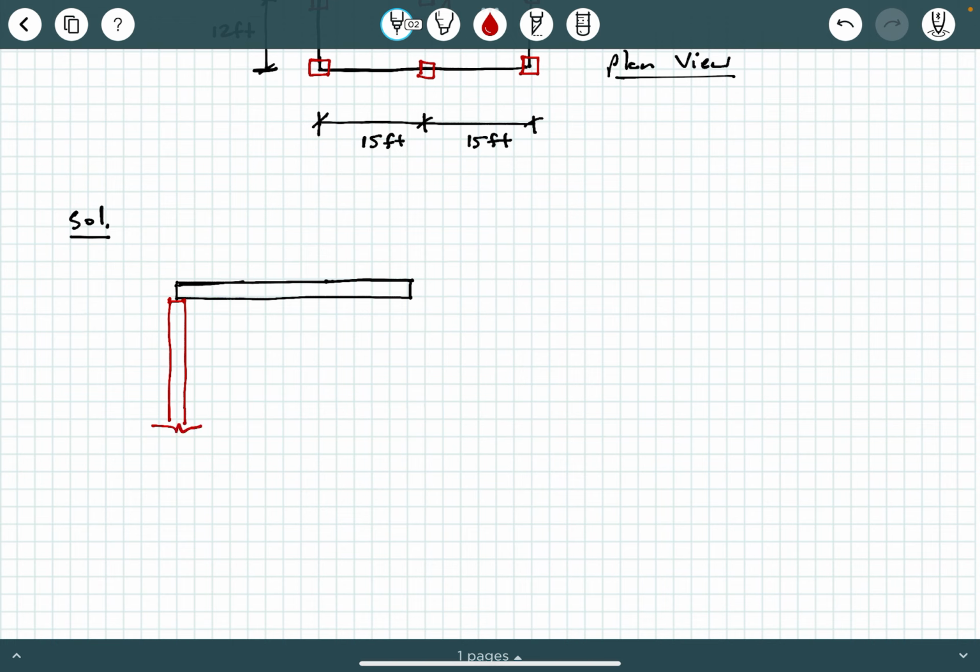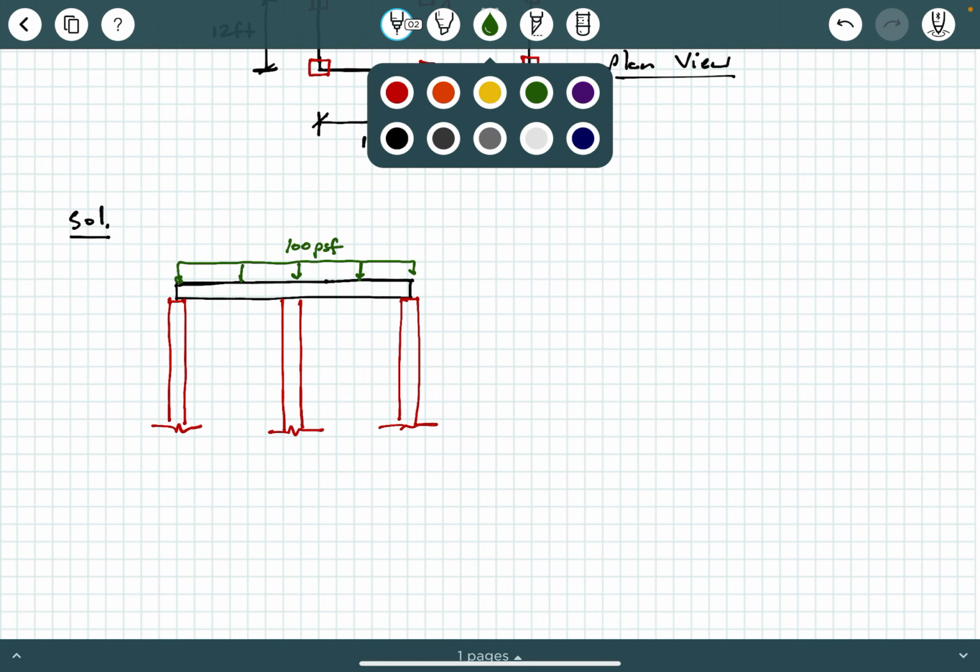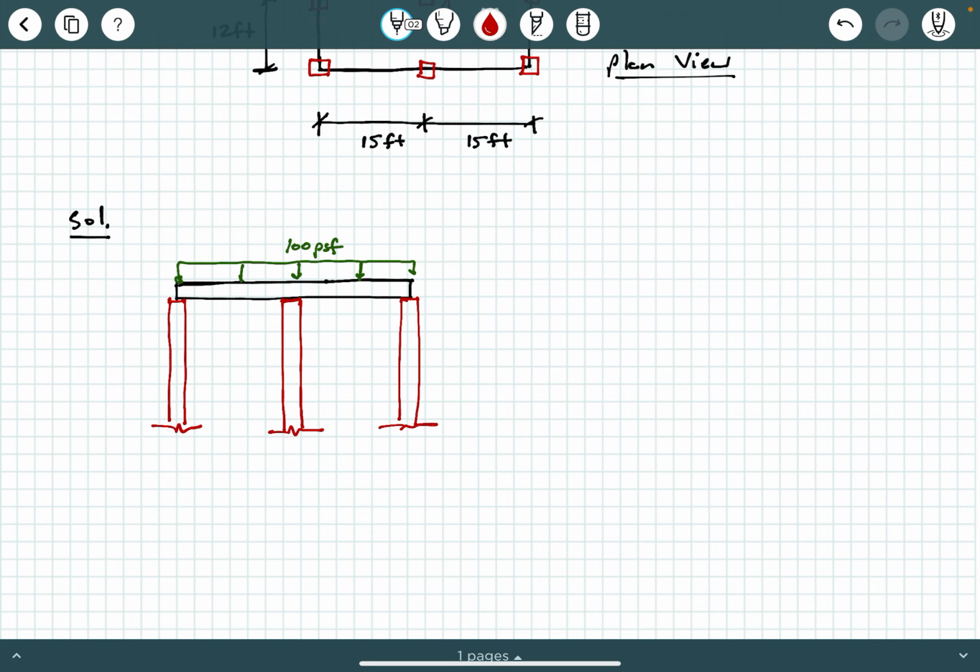of this system, just so I can better visualize what is going on, all right? So this particular 2D view is going to look like this. Now that 100 PSF is like this, 100 PSF. And again, this is a 2D view. So what are the dimension lines here? Well, these are the 15-foot dimension lines, 15 feet, 15 feet, okay?